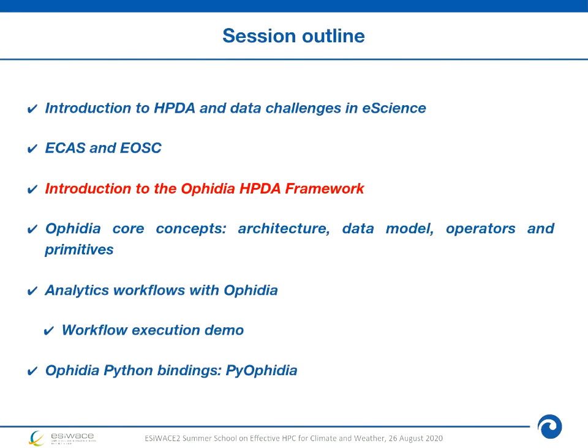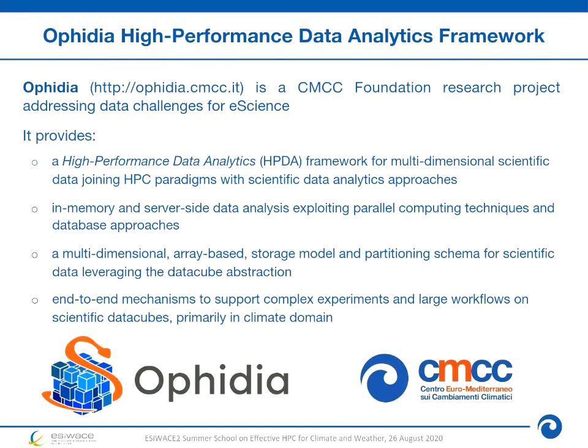So, next slide, I'll introduce one of the core components of the ECAS service, which is the Ophidia High Performance Data Analytics Framework. Ophidia is a CMCC project which aims to address scientific data challenges targeting data-intensive analysis on multidimensional data, and is primarily exploited in the climate change domain. It provides a high-performance data analytics solution by joining aspects from high-performance computing and big data paradigms. It implements a server-side approach for running parallel I/O and analytics, and also proposes an internal array-based and distributed storage model to manage large amounts of multidimensional scientific data, leveraging the data cube abstraction. And it also provides end-to-end mechanisms to run complex experiments and large processing workflows. We'll go through the details of these points in the following slides.